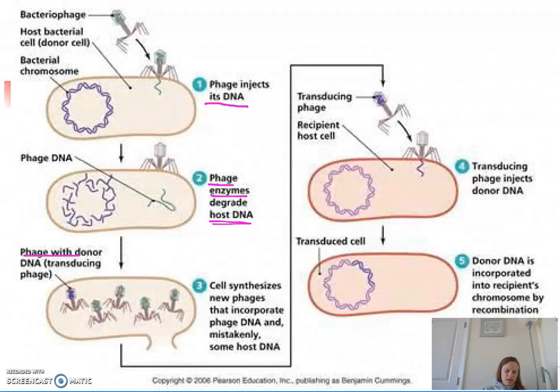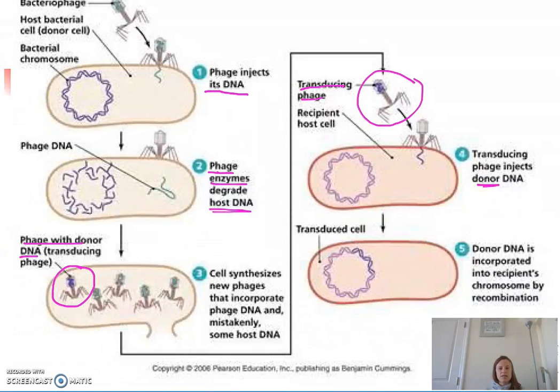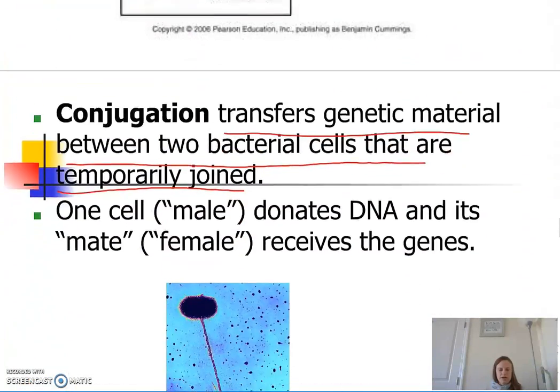And now the phage with that donor DNA, the donor being the host cell, in this case a bacteria, is called a transducing phage. Now once that transducing phage goes on to infect another bacteria, it takes with it the DNA from the previous cell, from the previous bacteria, known as the donor. So this is how donor DNA, which in the case of a phage is a bacteria cell, this is how bacterial DNA gets from one bacteria into the next bacteria.